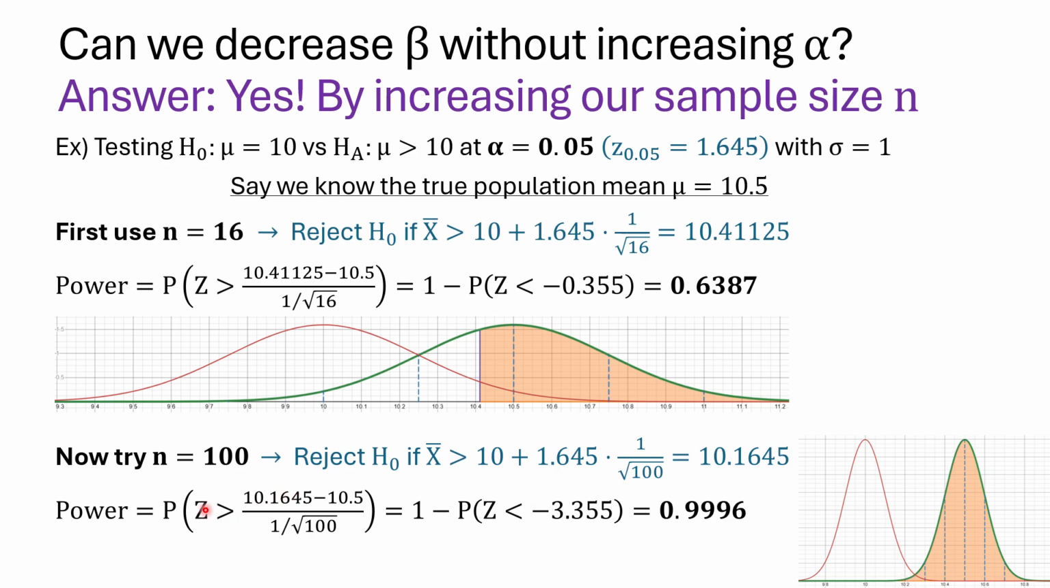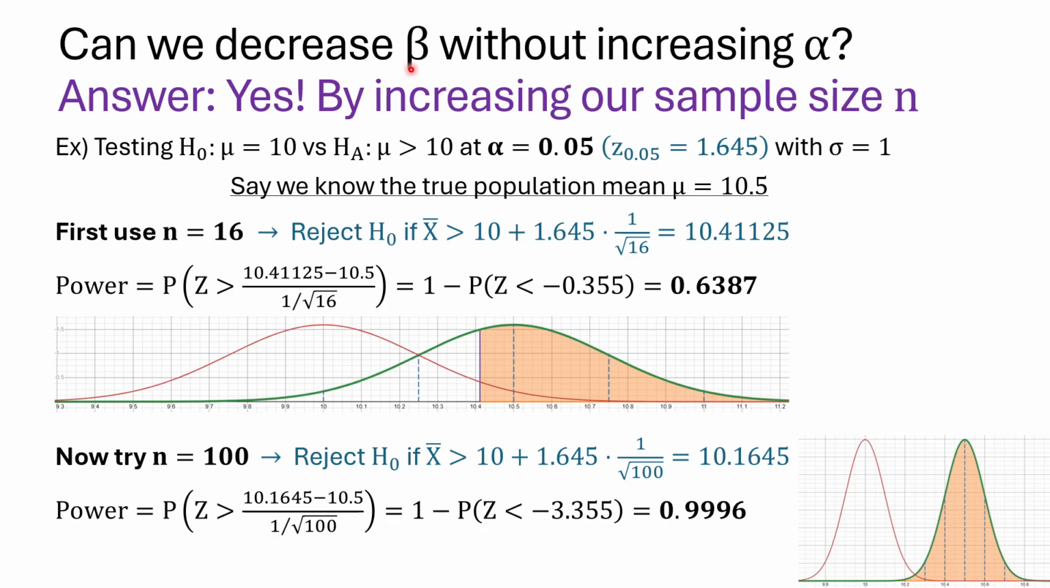Okay, so then we'll take the 1 minus the probability that z is even lower than that. It's very small. We'll get 99.96% of the time. We'll be rejecting the null hypothesis, as we should. And so the power of this test is 0.9996.